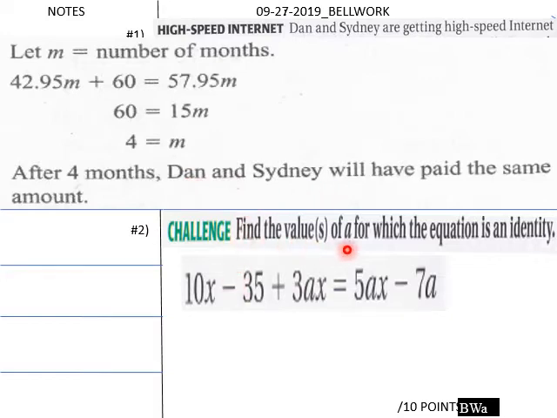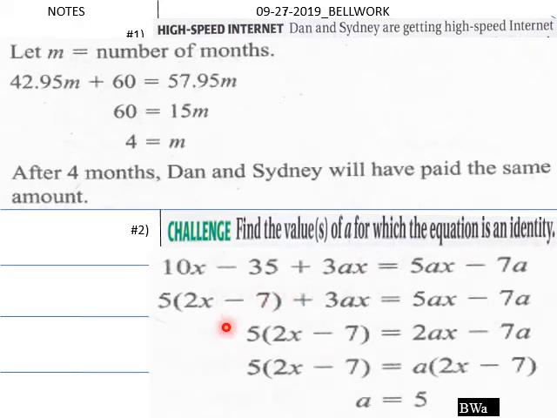And then down here, find the values of a for which the equation is an identity. We have 10x minus 35 plus 3ax equals 5ax minus 7a. So what do we have to do here? We're going to group like terms and factor. We factor a 5 out of 10x minus 35, plus 3ax equals 5ax minus 7a. Then we move our 3ax over, subtracting 3ax from both sides, and we have 5 times the quantity 2x minus 7 equals 2ax minus 7a.